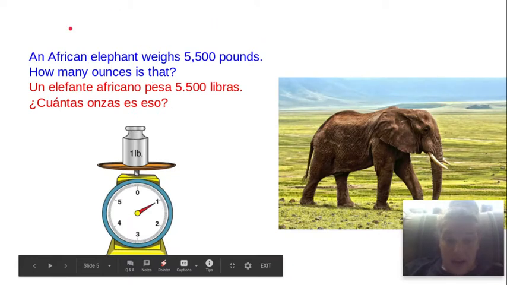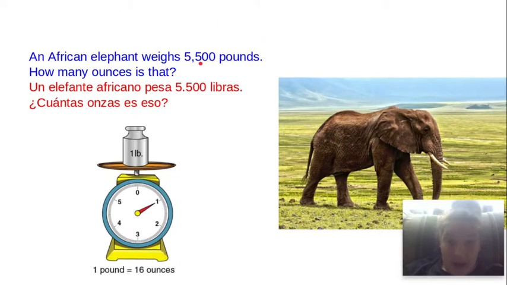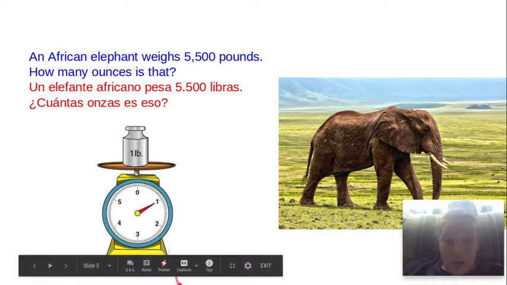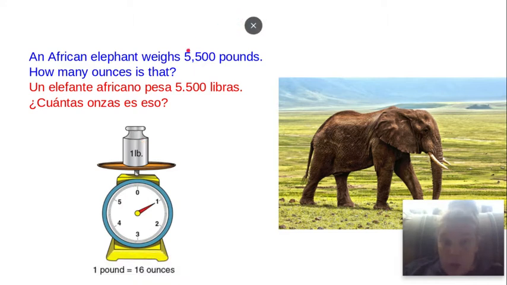That is converting. We're also using pounds and ounces. An African elephant weighs 5,500 pounds. How many ounces is that? Well, 1 pound is 16 ounces. So 5,500 pounds times 16. Some of this math is really challenging us to use the multiplication skills that we have learned earlier in the 4th grade.